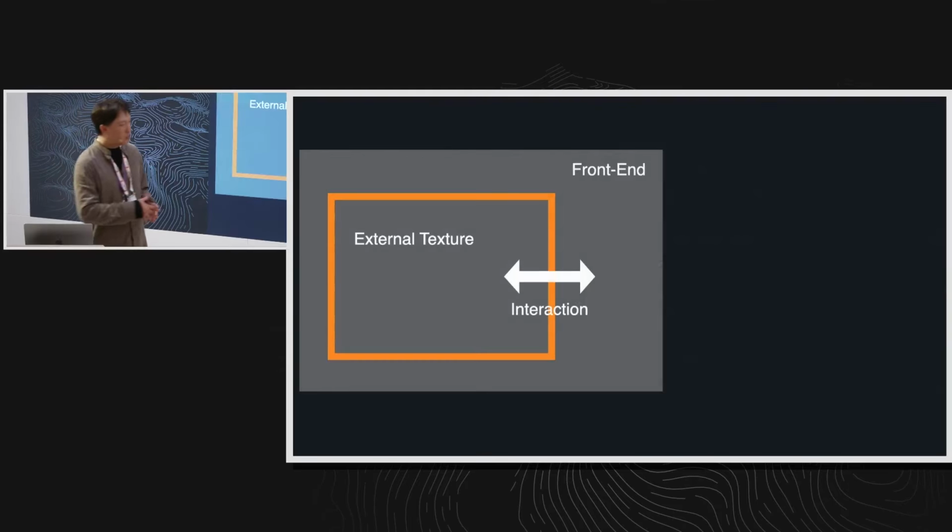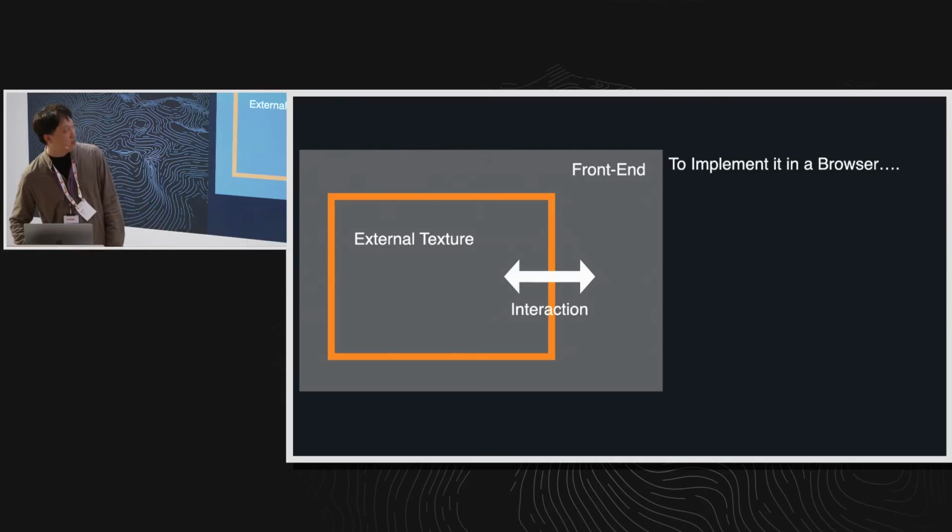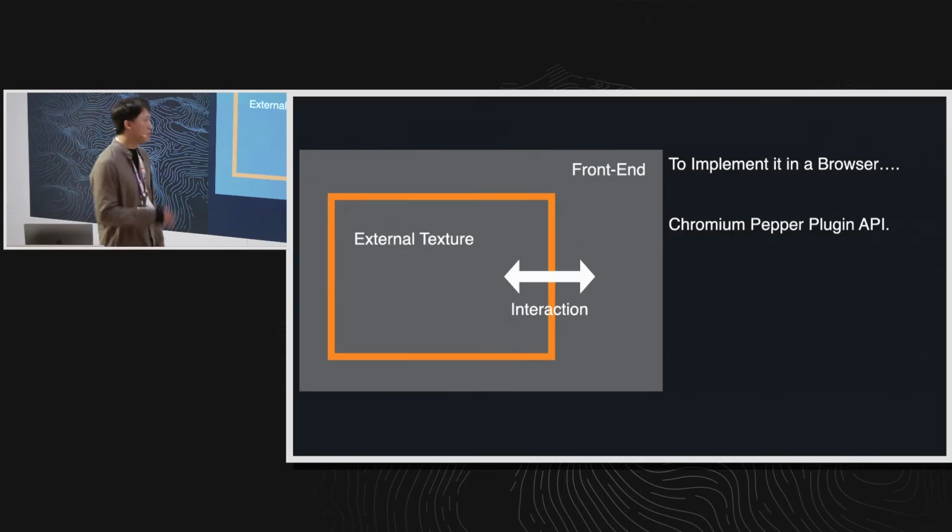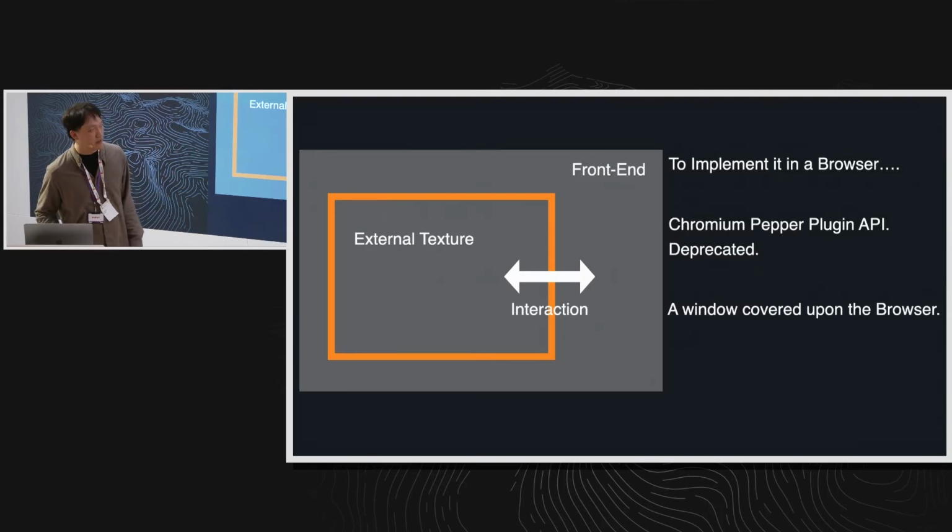So if we abstract out the model, it would be like we have to have an external tester rendering with frontend. And all the interaction or user logic has to be handled by the frontend because it is easier to run frontend code. And to have this kind of architecture in Electron, we do have some ways to do that. One is using the Chromium Pepper plugin API, but it is deprecated and recently completely removed from Chromium.